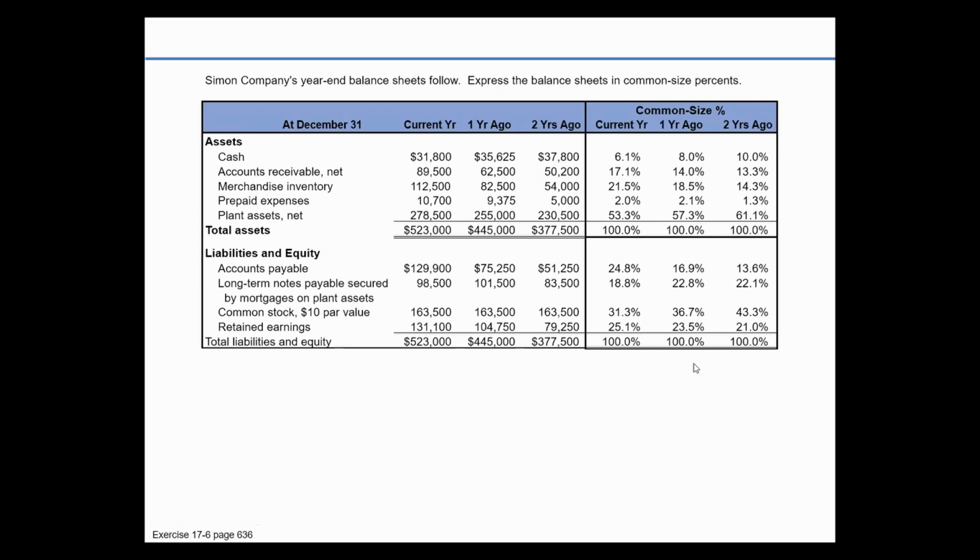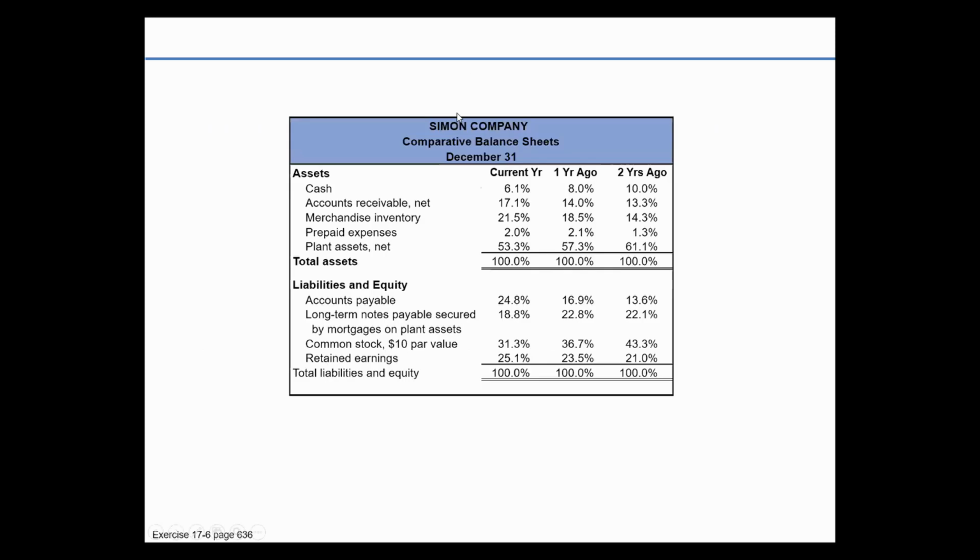Then what you can do, now that you have your common size, you can go ahead and just plug those into the comparative balance sheet, which gives you the percentages. And then this makes it really easy. You can look at this and you can see, oh, wow, my amount of cash, it's decreasing. My accounts receivable, it's increasing. So there's something wrong there with that.